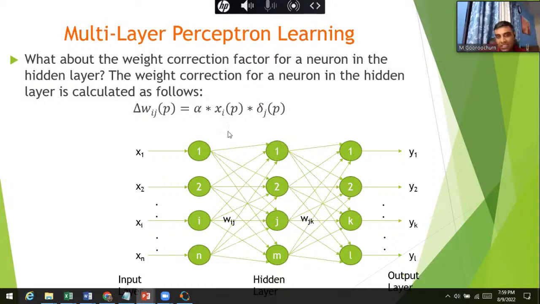Once I have the error gradients, I'm able to correct for the weights because this is what this expression is saying. It's very similar to a perceptron learning rule, but here, unfortunately, I cannot deal with errors directly. I have to find the error gradient because the hidden layer neurons have no desired value. I can't work out an error.